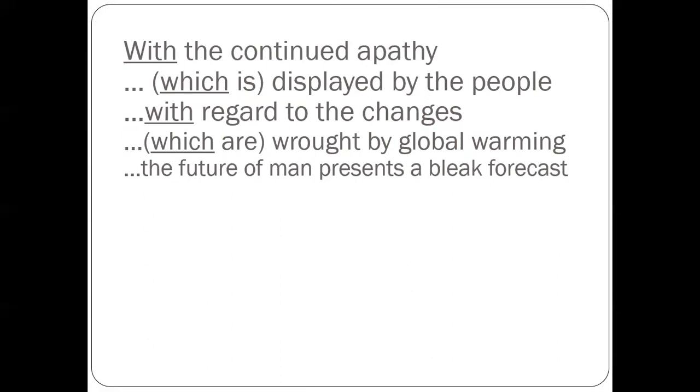So could you point out to me, guys, where is the main clause? Where's the main clause, people? Which one is the main clause? I want to hear answers. The future of man presents a bleak forecast. So, correct. Which is the subject?